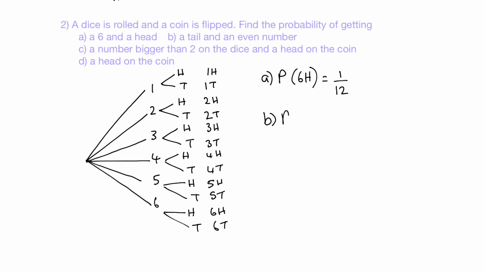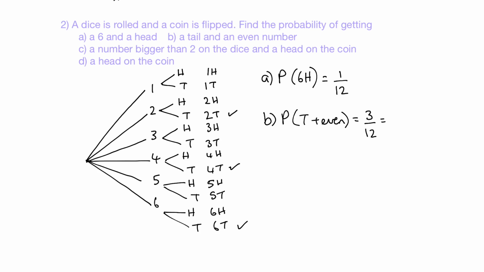Part B, a tail and an even number. Let's have a look at those ones, see which ones they are. A tail and an even number. The even numbers are 2, 4 and 6. So the ones that are a tail and an even number are this one, and this one. There aren't any others that are a tail and an even number. So that's 3 out of 12.